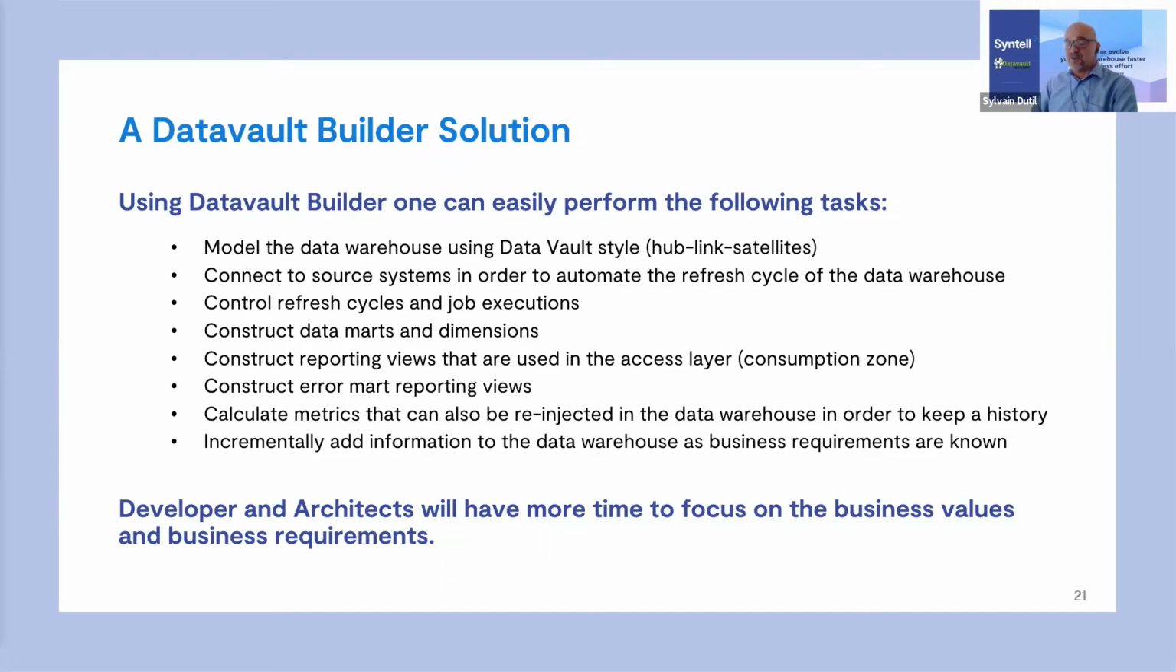Like, let's say you have a customer that doesn't have a customer number or something like that. You could build a view that shows you the data with the error that you want to be highlighted. It can calculate metrics, and these metrics can later on be reintroduced in Datavault, in the data warehouse itself. So it's able to keep the histories of all the metrics that you have calculated into your data mart.